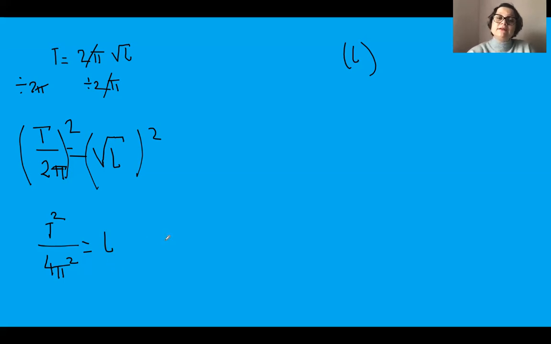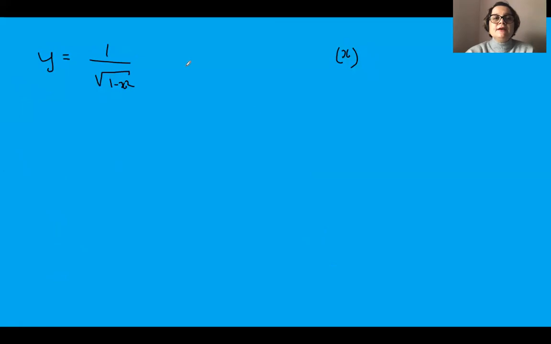So if you want the L on the left-hand side, then we're going to have L equals T to the power of 2 over 4 pi to the power of 2. Now here, when you power a fraction, the numerator becomes to the power of 2 and the denominator as well. So 2 to the power of 2 is 4, pi to the power of 2 is pi to the power of 2. So this would be the final answer.